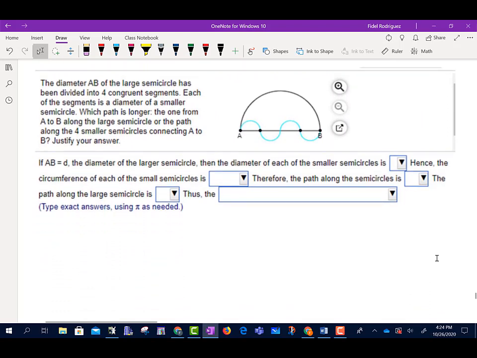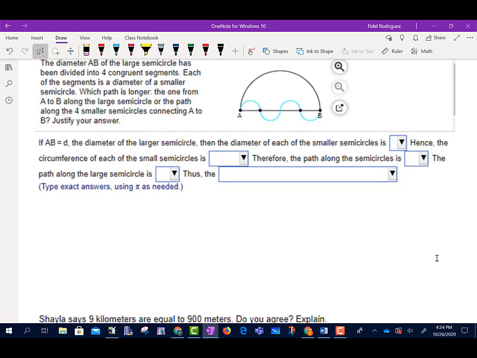All right, so taking a look at this problem here, it says the diameter AB of the large semicircle has been divided into 4 congruent segments. Each of the segments is a diameter of a smaller semicircle. Which path is longer? The one from A to B of the large semicircle, or the path of the 4 smaller semicircles connecting A to B? Okay, so let's see if we can figure this thing out here.